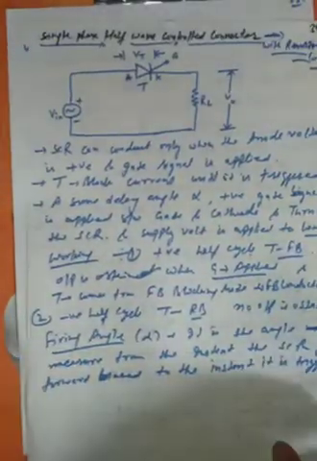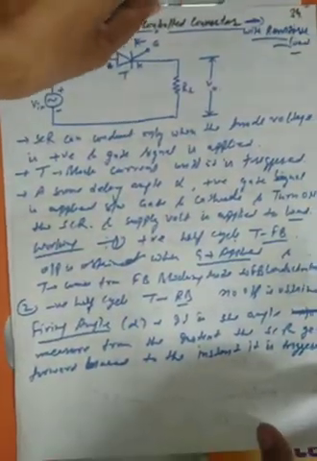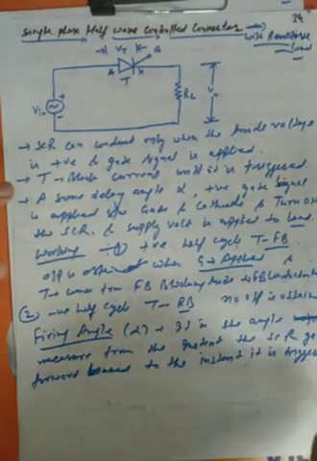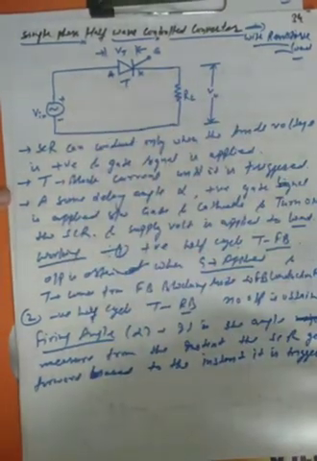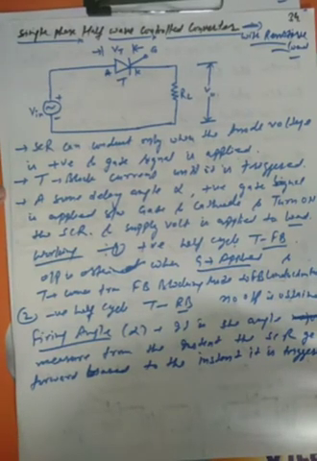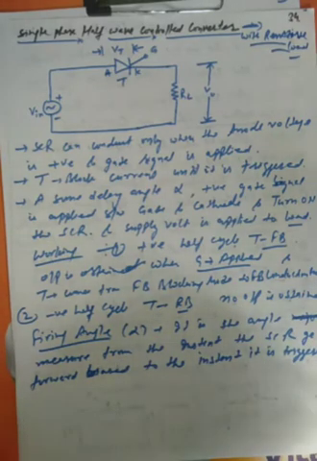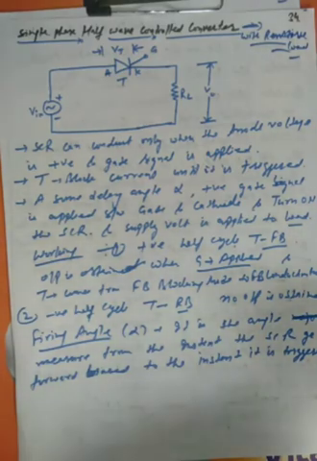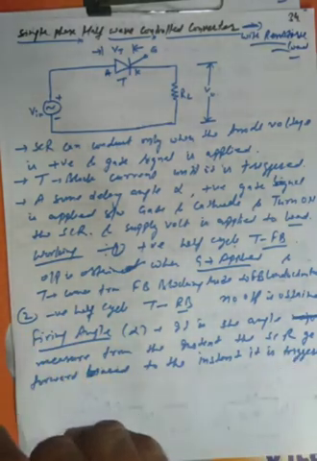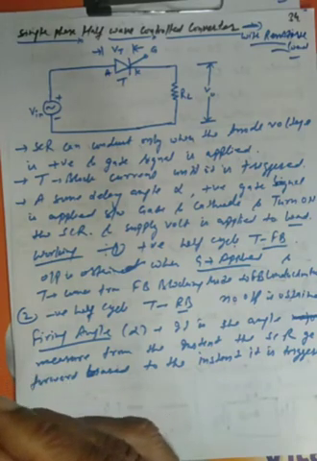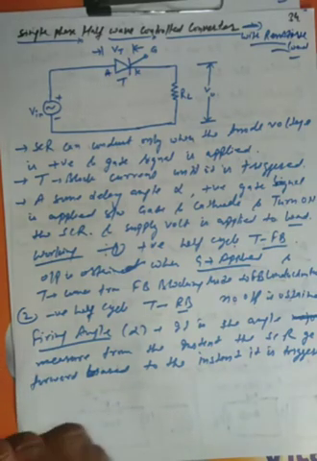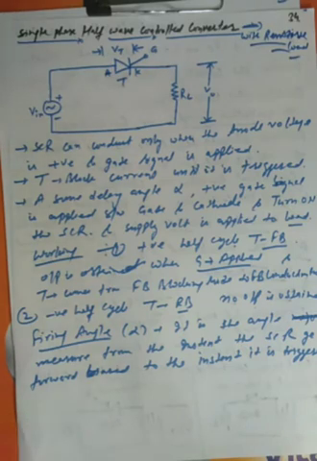The next topic is the single phase half wave controlled rectifier with resistive load. In a half wave controlled rectifier we use a single thyristor or diode. As we know, in a half wave rectifier we use a single diode, and in a full wave rectifier we use two diodes. In half wave rectifiers, the output is only for the positive half cycle, and there is no output in the negative half cycle. In the full wave rectifier we get the output for both the positive as well as the negative half cycles.